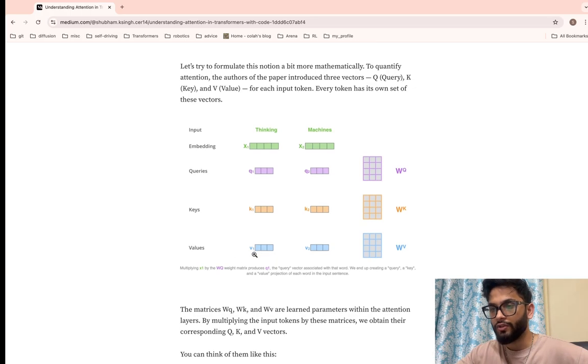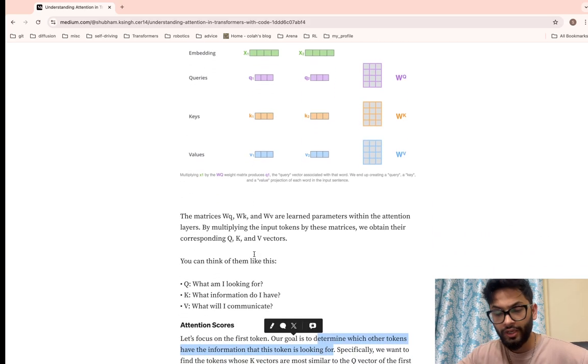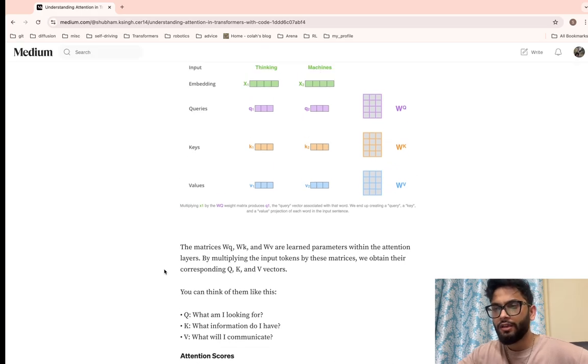Now once we have these values, we can try to get relationships. So what is a query, what is a key, and what is a value vector? Think of it like this. Query for any word is what that token is looking for. So we're looking for patterns, right? What that word is looking for is the query. Every word will be looking for something different. Key is what I have. So when other tokens are looking for something, I have something. Key is my way to tell them, okay, this is what I have. Value is what I will communicate finally.